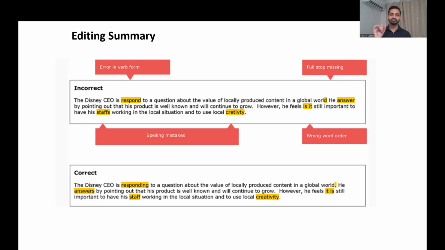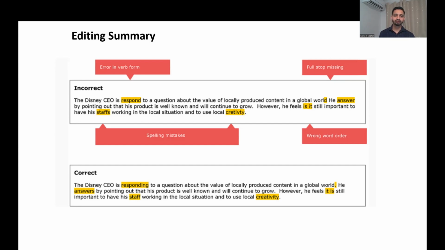However, he feels it is it. Wrong order, right? Wrong word order. So it should be it is, not is it. However, he feels it is, not is it. Okay. It's still important to have his staffs. Again, that's a spelling mistake. You should say staff. Staff is plural anyway. There is no word staffs. Okay. So you've got to be careful with that.